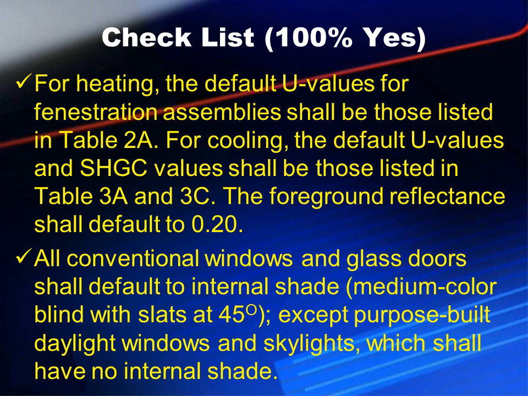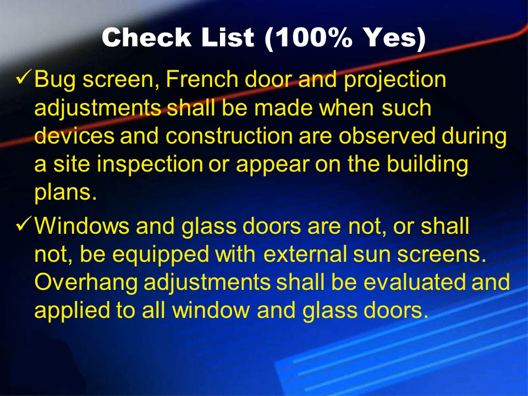All conventional windows and glass doors shall default to internal shade, medium color, blind, with slats at 45 degrees, except purpose-built daylight windows and skylights, which shall have no internal shade. What are those? Those are ones that are designed to collect the sun or never have shades, that look out over a lake or something. Bug screens, French door and projection adjustments shall be made when such devices and construction are observed during the site inspection or appear on the building plans. Windows and glass doors are not or shall not be equipped with external sun screens.